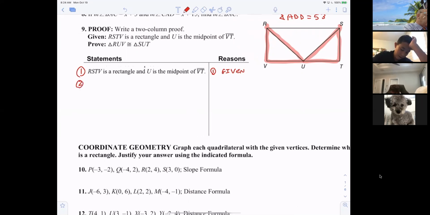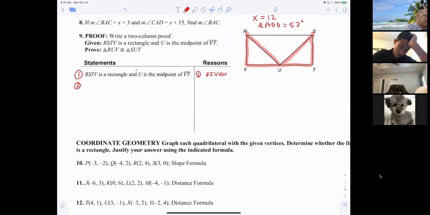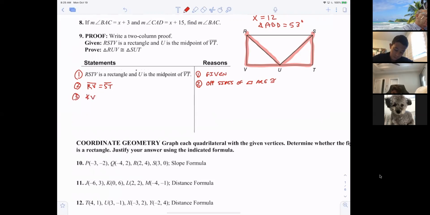All right, someone tell me about number 2. All right, Sam, tell me something. RV is equal to ST. I like it. Why is that? Right, I like that. Opposite sides of a parallelogram are congruent. Good job. Someone else step in. AC, go. Angle V. Now, why are they congruent?